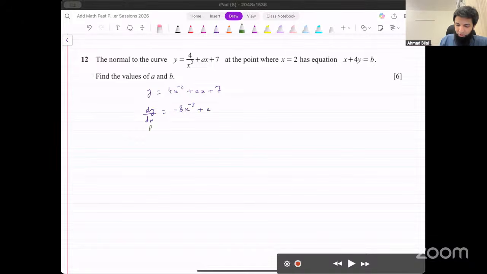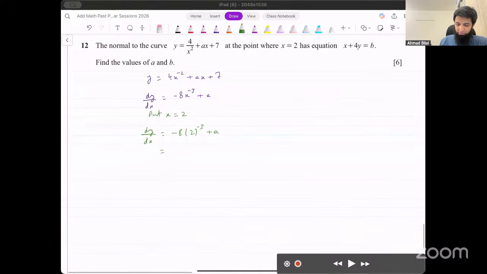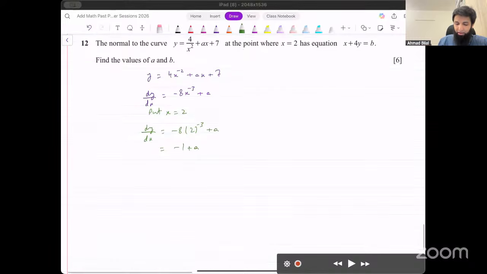Now you put that value of x here, 2, to find the gradient at this point. That turns out to be dy over dx equal to minus 8 into 2 raised to power minus 3 plus a, which is minus 8 over 8, that is 1, right? Minus 1 plus a. This is the gradient at that point.